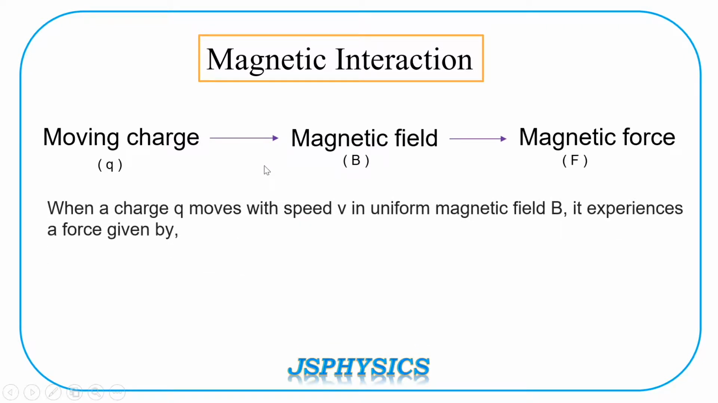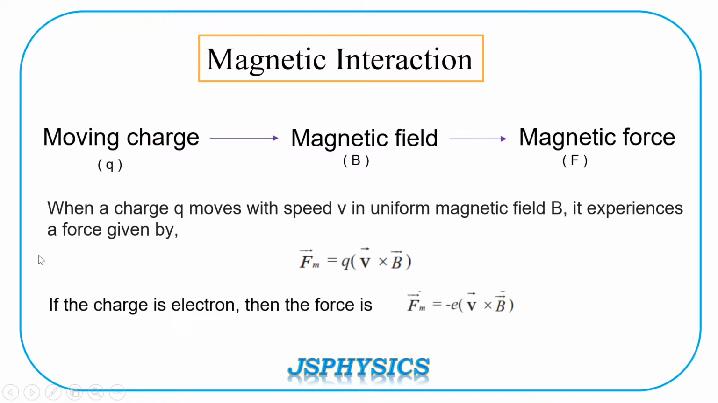So when a charge q is moving with speed v in a uniform magnetic field B, it experiences a force which is given by F is equal to q into v cross B. Here, q is the magnitude of the charge, v is the velocity of the charge, B is the magnetic induction. That means the force depends upon three factors: magnitude of the charge, its velocity, and magnetic field strength.